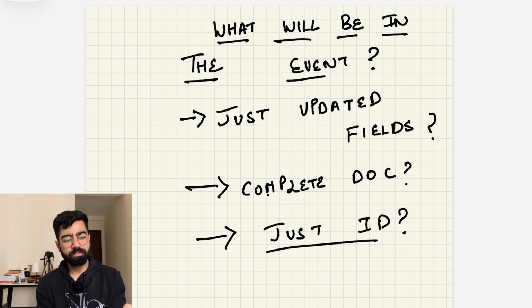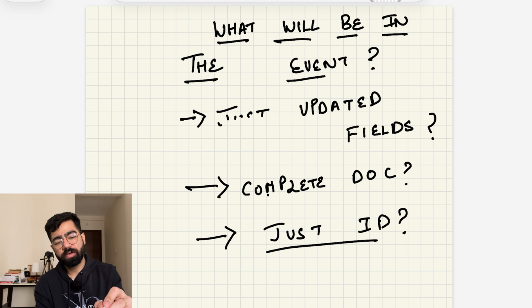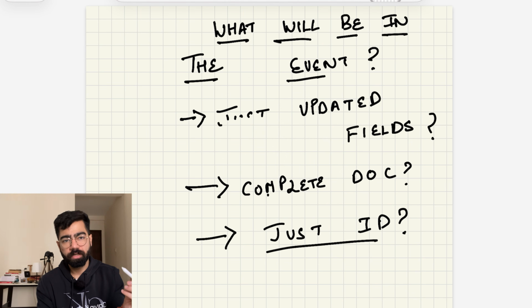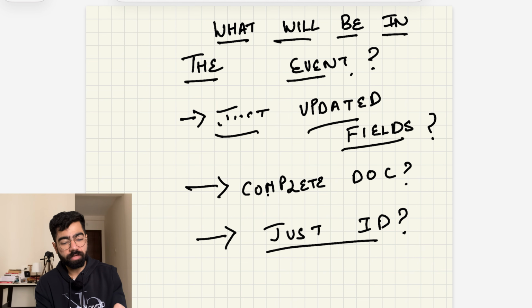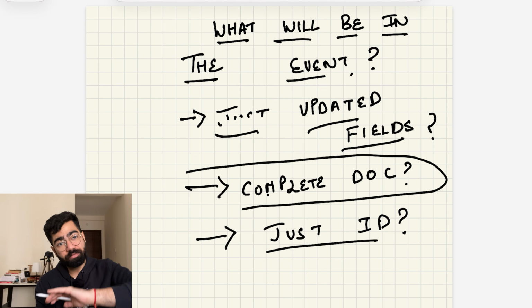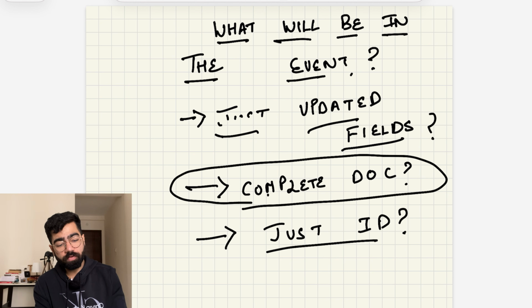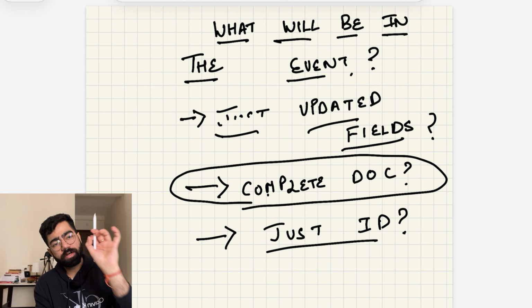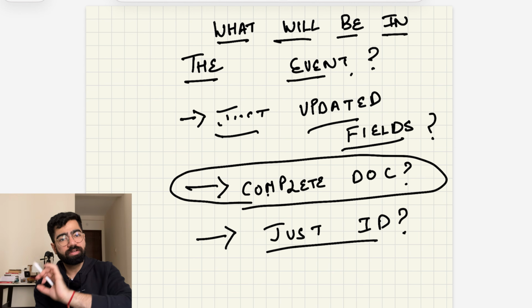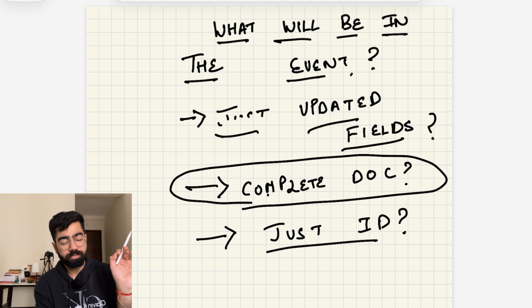So what should be the contents of this event which is being generated by the database? Should it just have the updated fields of a document? For example, if a new document comes, then the complete document. But if, let's say, just one field, maybe the title or the content, is updated, then just those fields should be sent in this event. Or the complete document. For example, if an article is updated, then we send the complete document in this event, or we just send the ID of the document, and then the worker for this event will fetch the data from the database and then update it in the Elasticsearch.